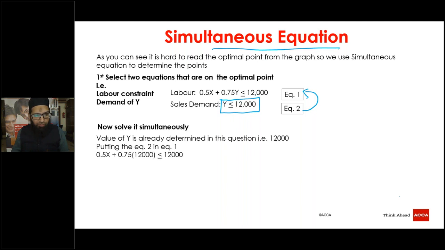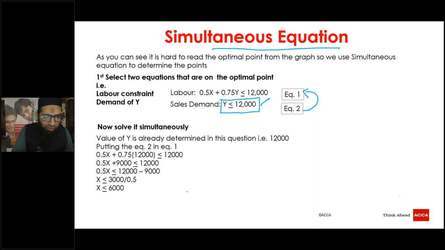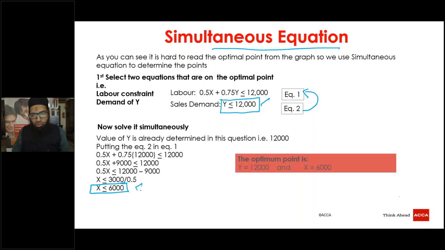So if I put the value of Y in equation 1, the answer will be 6,000. I already knew the value of Y, that is 12,000, and I have calculated the value of X, that is 6,000. So my optimum point will be Y equals 12,000 and X equals 6,000.